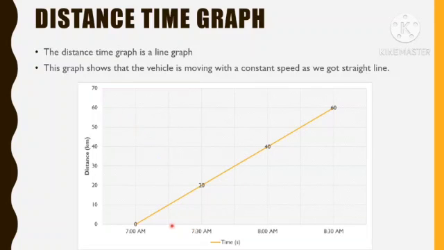For example, if I want to find how much the bus traveled at 7:15, if we see the point, it will come around here. It means at 7:15 the bus might have traveled 10 kilometers. So this is the significance of a distance time graph.